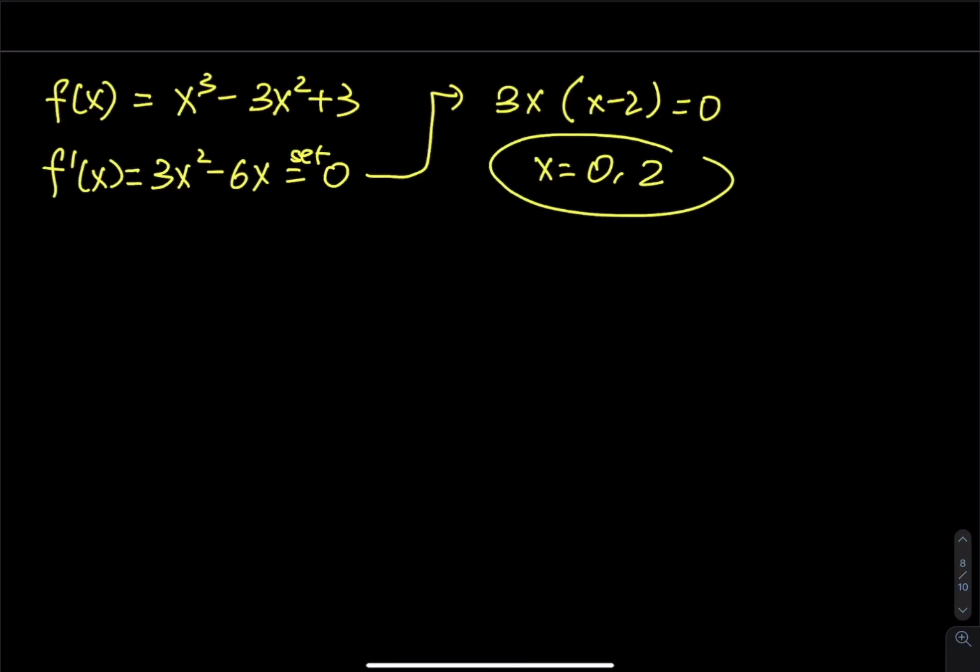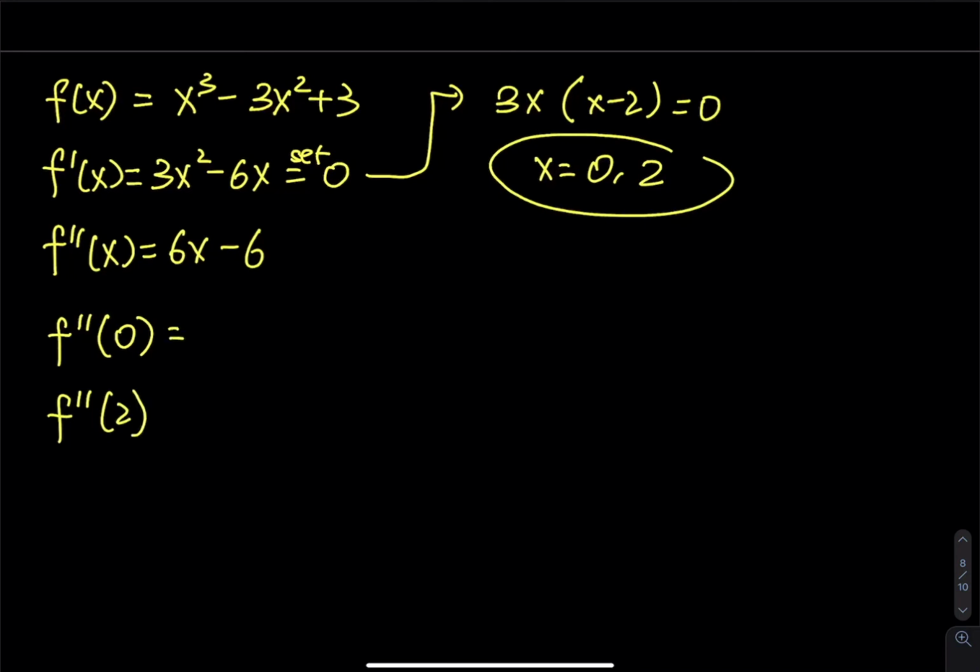And then you proceed to the second derivative. That is equal to 6x minus 6. Again, no more sign chart. So first you plug the critical numbers into the second derivative. That is 6 times 0 minus 6, and that is 6 times 2 minus 6. So that is equal to negative 6, and that is equal to positive 6. This is negative. This is positive.